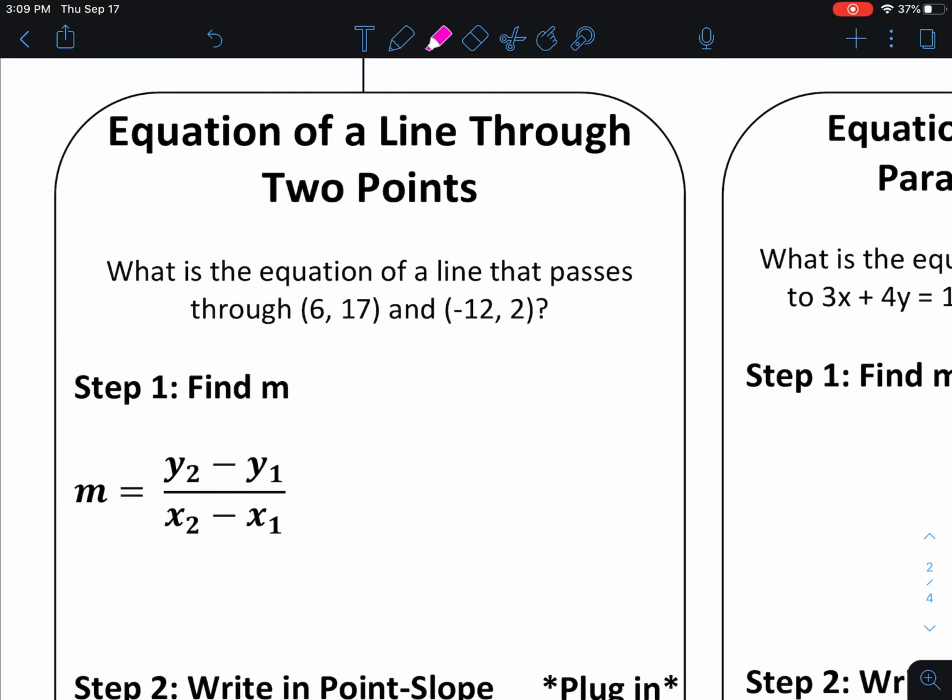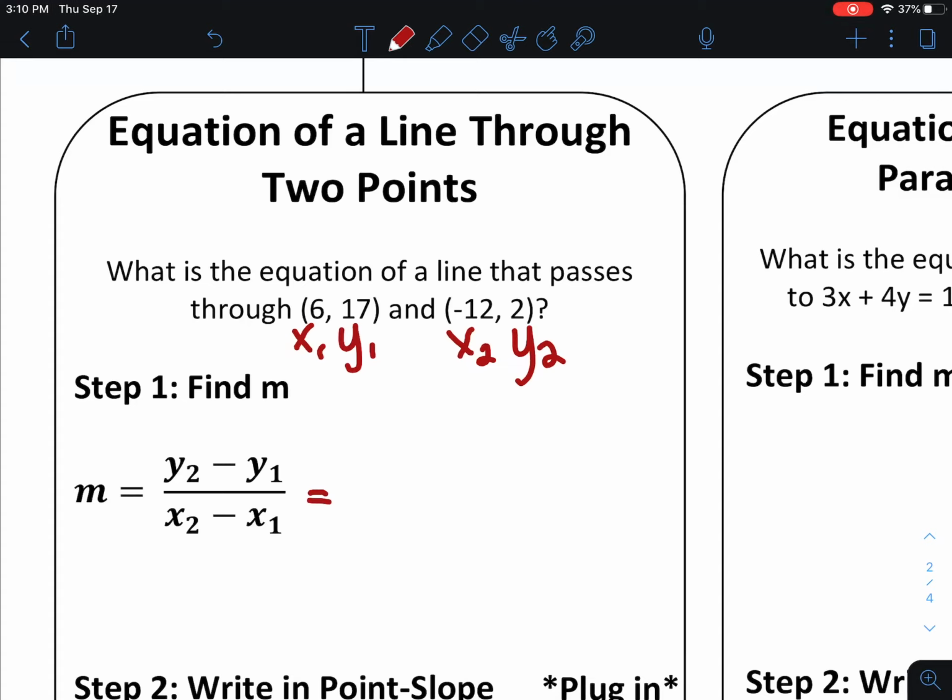Equation of a line through 2 points. Okay, so we've talked about horizontal and vertical lines. What about all the other types of lines? So now we have these 2 points. I'm going to go ahead and label them x1, y1, x2, y2. I know this is not a horizontal or vertical line because none of these numbers repeated. Now I'm going to find the slope.